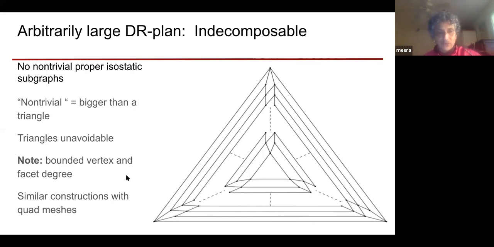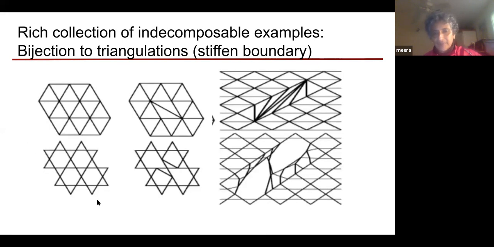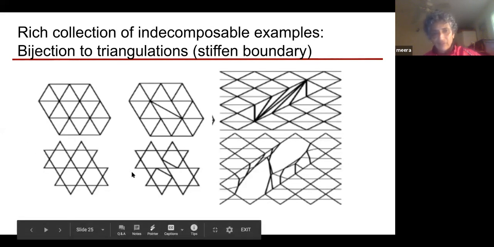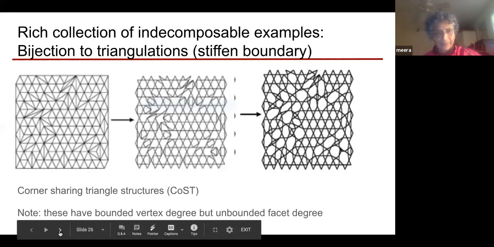And so you can create lots of such examples. There's a way to create them from an arbitrary triangulation, using some flips, etc. Graphs that can look arbitrary have very bad DR plans.